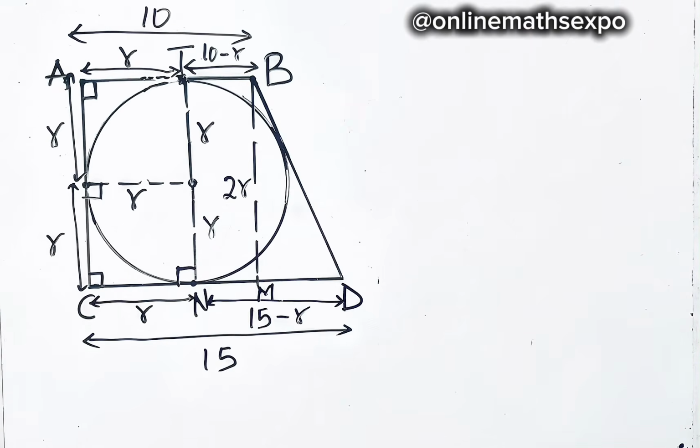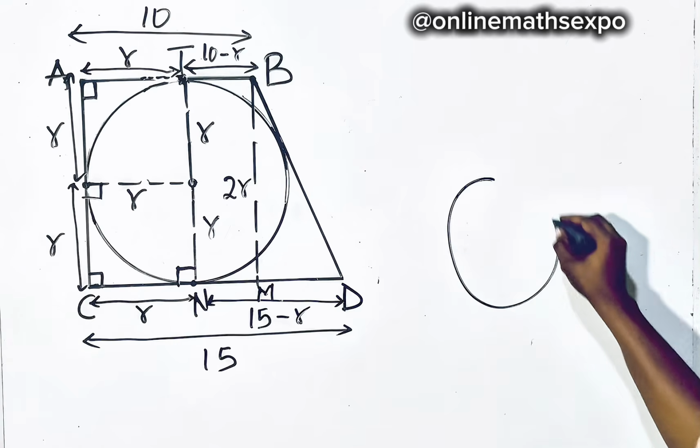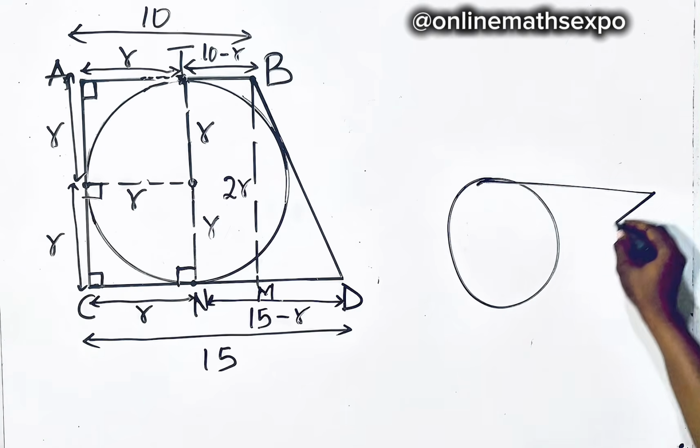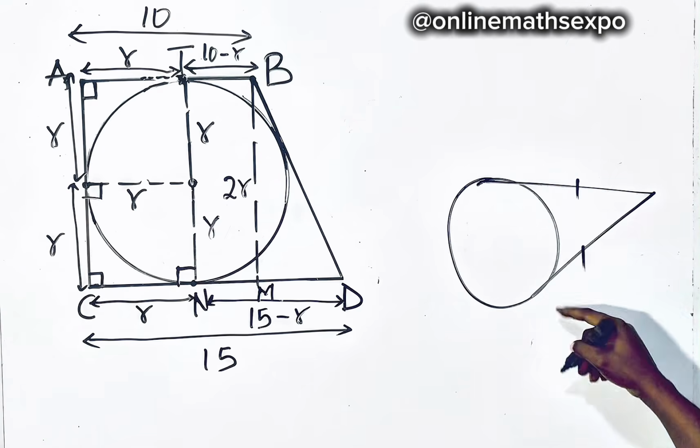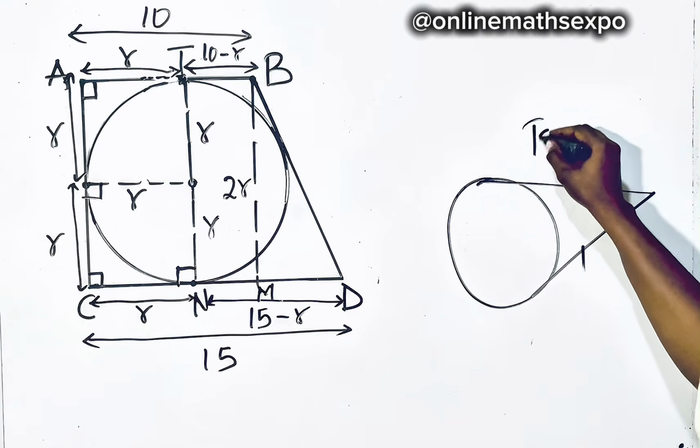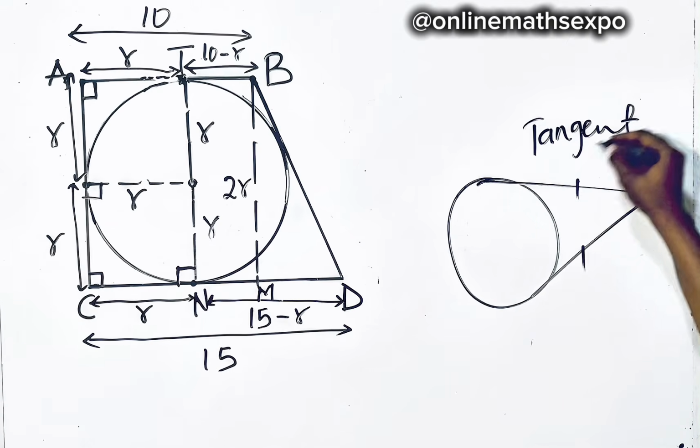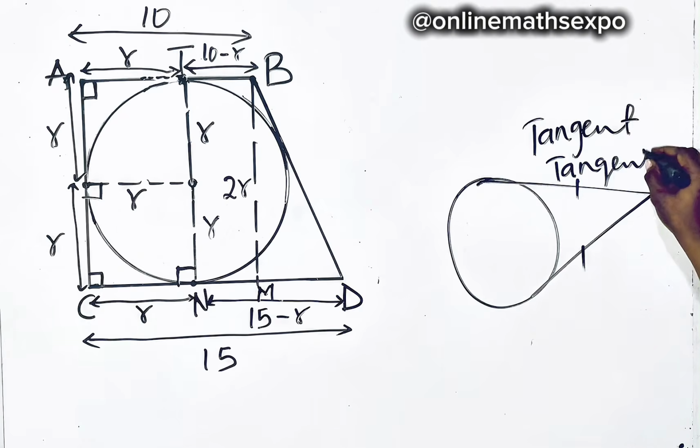It says that anytime you have a circle drawn and there are two tangent lines drawn to touch each other, these two tangent lines are equal, and that obeys the tangent and tangent theorem.